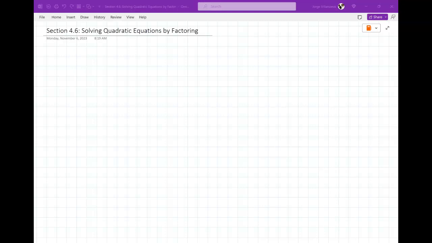Now, the last two sections we never solved. All we did was factor. This time you're going to notice the equations are all set equal to 0, or you're going to have to set them equal to 0, and then from there, you're going to have to factor.